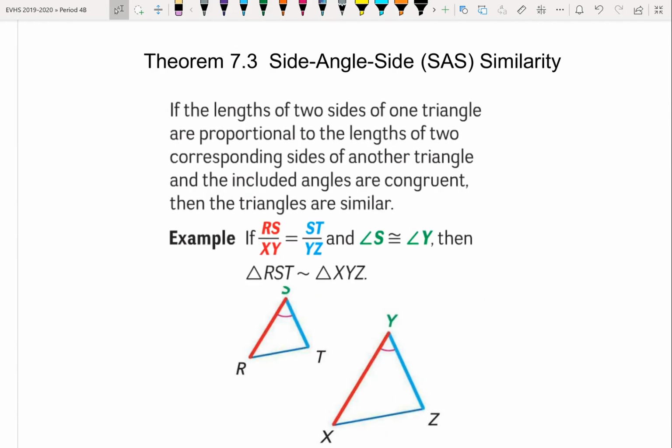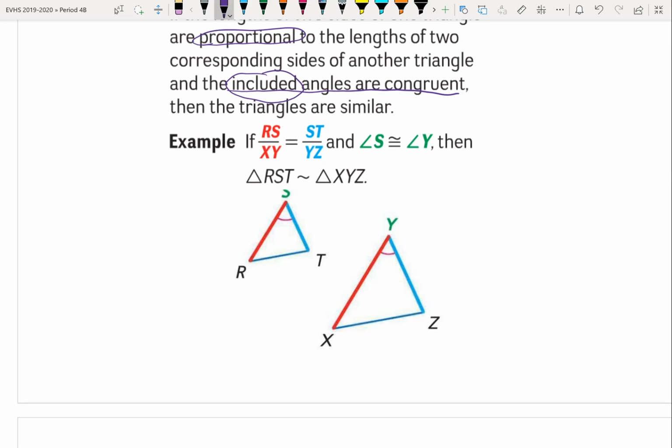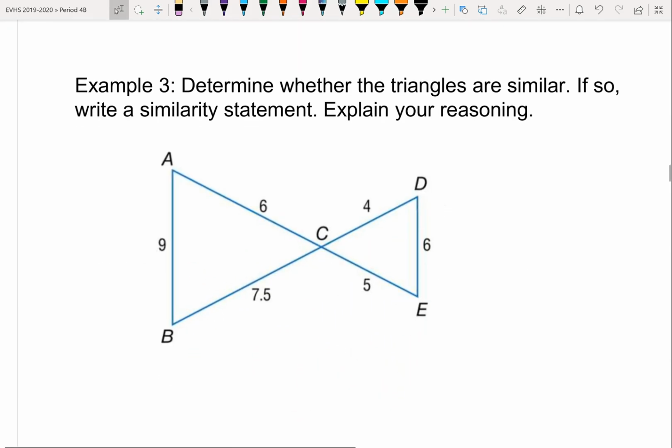Side-angle-side is the exact same pattern as what we saw with side-angle-side on the congruency shortcuts. The only difference here is that we have the side lengths of two sides of a triangle are proportional, again, not congruent, but proportional, as well as knowing that the included angle is congruent, important word there is included, then they are similar. So we've got our exact same pattern here. Two sides and an included angle. Only difference here is we've got the proportion to worry about instead of straight up congruency. So let's go and practice those.